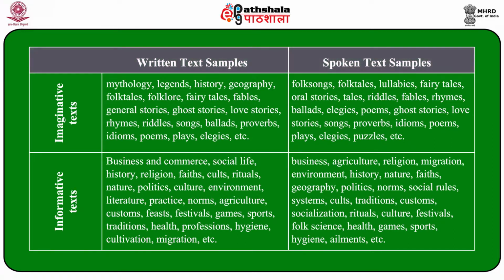Imaginative written text samples may be collected from mythology, legends, history, geography, folk tales, folklore, fairy tales, fables, journal stories, ghost stories, love stories, rhymes, riddles, songs, ballads, proverbs, idioms, poems, plays, elegies, and others. Whereas informative texts in the written samples can be collected from business and commerce, social life, history, region, religion, faith, cults, rituals, nature of politics, culture, environment, games and festivals, sports, traditions, health, different professions, hygiene, cultivation, and obviously migration and settlement in different parts.